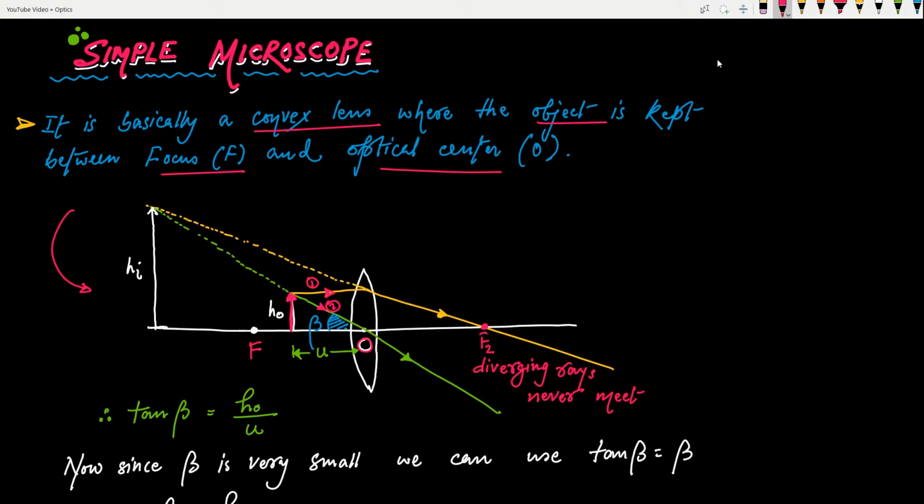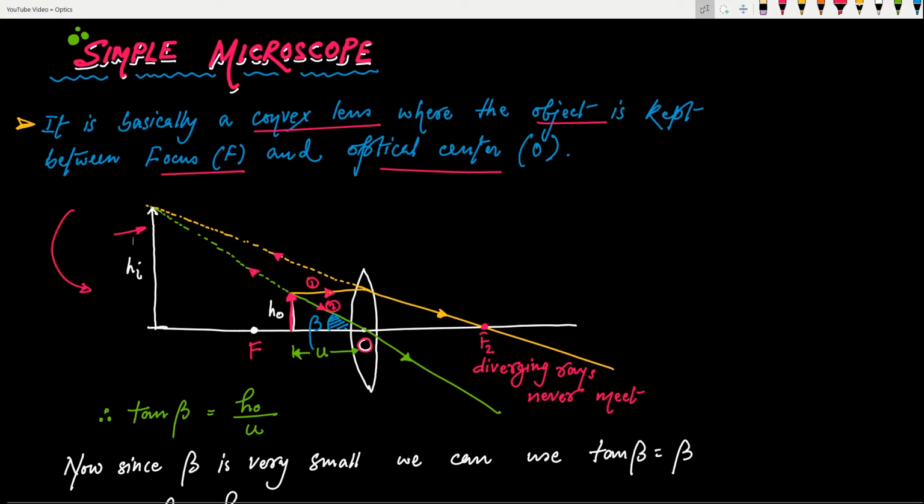Now these two rays are diverging rays, they will never meet, and if we extend these two rays backward, then we'll see that they will meet at a point, and the point of intersection is actually virtual in nature. Therefore, the image formed is virtual and it is magnified, as you can see here. So this is how the image is formed in a simple microscope. So it's very easy. We can simply say a simple microscope is a convex lens where the object is kept between focus and optical center, and we'll get a magnified image. And the nature of the image that is formed is virtual.